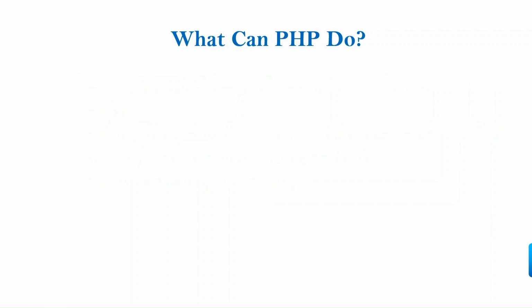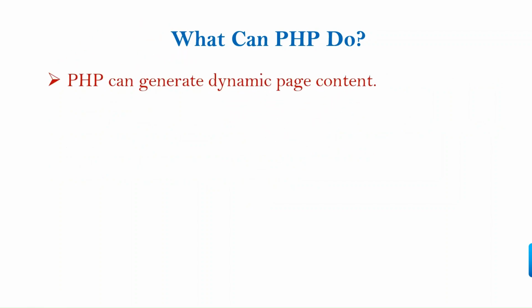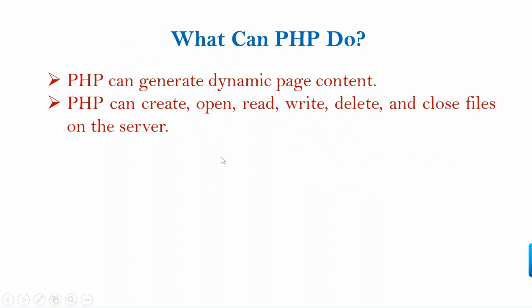Now, what can PHP do? PHP can generate dynamic page content. So it could be some animations, some graphics, whatever modifications we make, immediately it is going to reflect on screen. That sort of content can be generated, like we submit the form and we get an immediate response. These applications can be called dynamic page content. PHP can also create, open, read, write, delete, and close files on the server. So we have separate functions for working with files.